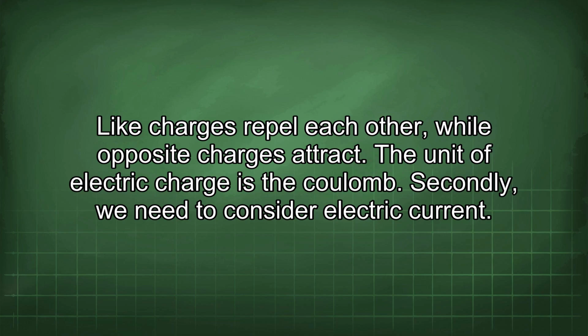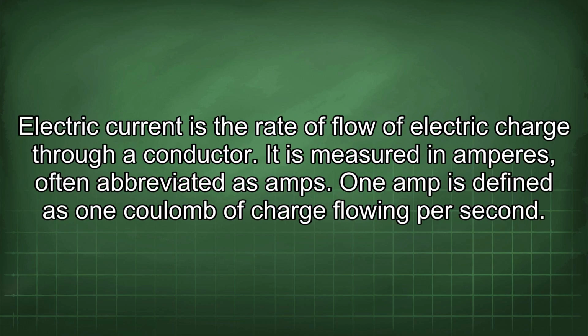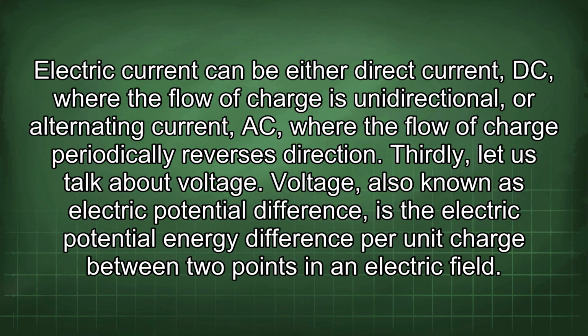Secondly, we need to consider electric current. Electric current is the rate of flow of electric charge through a conductor. It is measured in amperes, often abbreviated as amps. 1 amp is defined as 1 coulomb of charge flowing per second. Electric current can be either direct current, DC, where the flow of charge is unidirectional, or alternating current, AC, where the flow of charge periodically reverses direction.